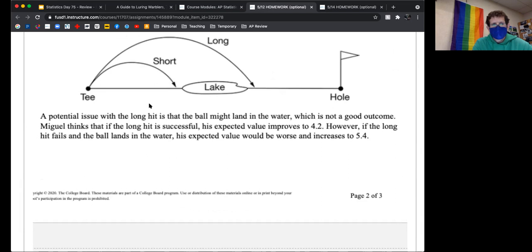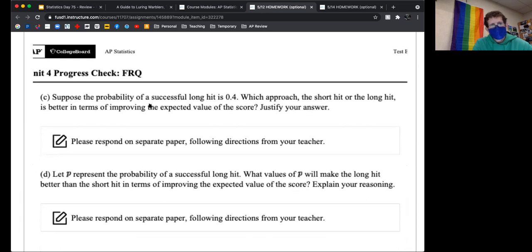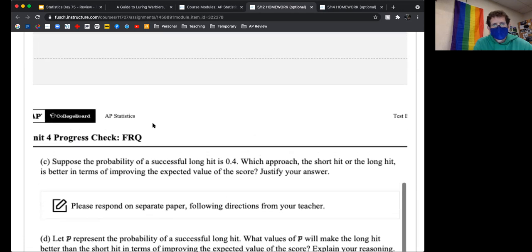However, if the long hit fails and the ball lands in the water, his expected value would be worse and increases to 5.4. Suppose the probability of a successful long hit is 0.4. Which approach, the short hit or the long hit, is better in terms of improving the expected value of the score? Justify your answer.